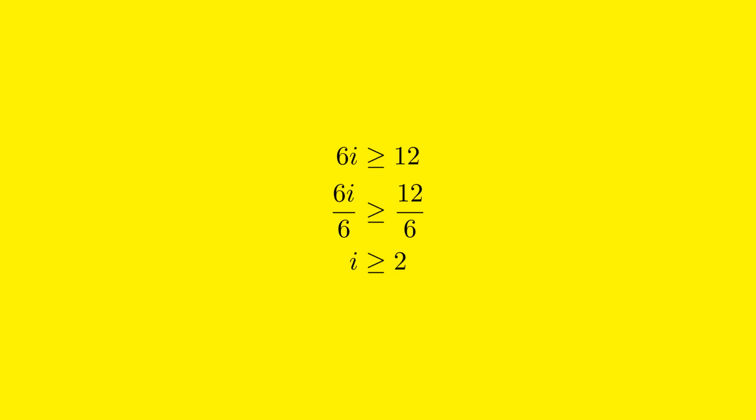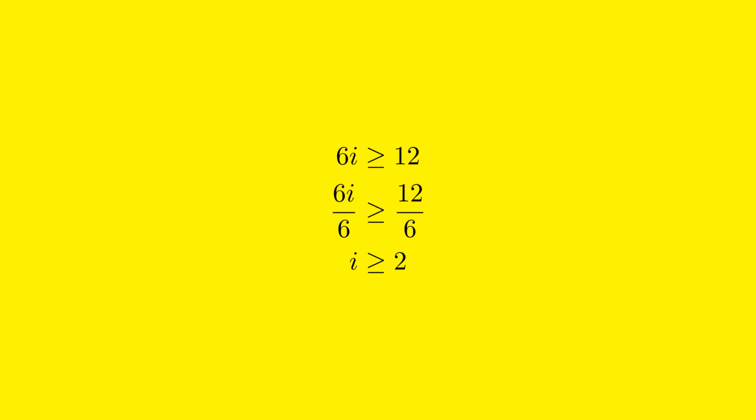On the left side, when we divide 6i by 6, the 6's cancel out, leaving us with just i. On the right side, when we divide 12 by 6, the result is 2. Hence, the inequality becomes i greater than or equal to 2. This means that the variable i can be any number greater than or equal to 2.